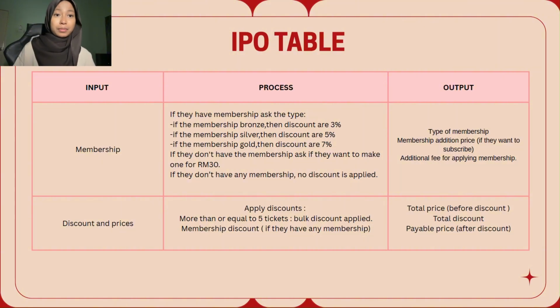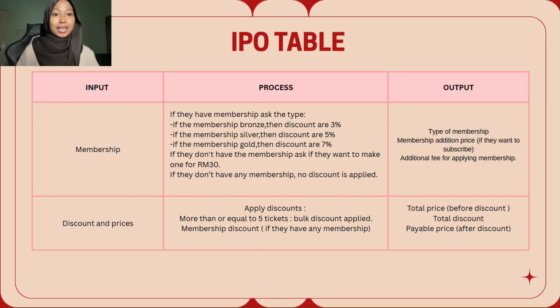And third, gold, we're going to give a 7% discount. If they're not a member, we will ask if they want to become a member, which will cost 30 ringgit. If they have no membership, no additional discount will be applied. The output is we're going to display the type of membership if they're a member, and then the membership additional price if they want to subscribe and become a new member.